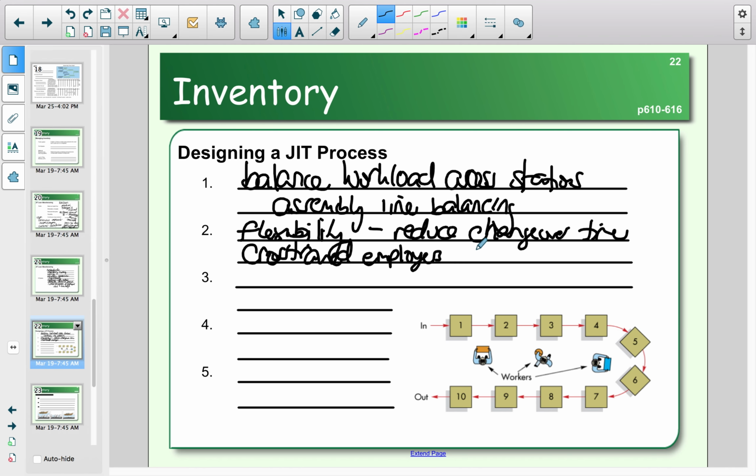Using small multi-purpose machines. And keeping some idle capacity. Now remember, we don't want too much idle capacity because the whole point of just-in-time manufacturing is to get rid of waste, including wasted time, but we do need a little bit of idle capacity to allow for those changeovers.